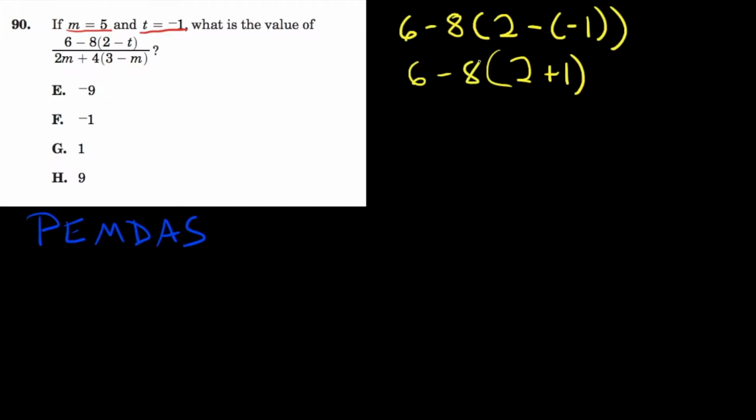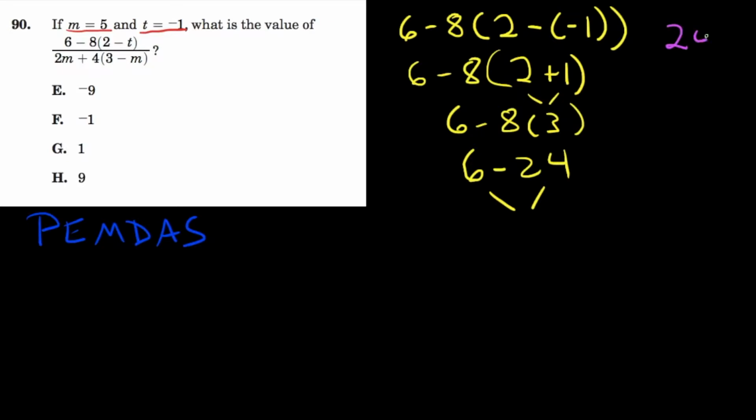I'm going to rewrite the whole thing because it's going to help me not make any mistakes. Then I have 6 minus 8 times 2 plus 1 is 3. And multiplication is next, so 6 minus 24. And 6 minus 24, when you're subtracting big from small, I think the best way to do it is to do big minus small and just slap a negative on the answer. So 24 minus 6 is 18, which means that 6 minus 24 is -18.